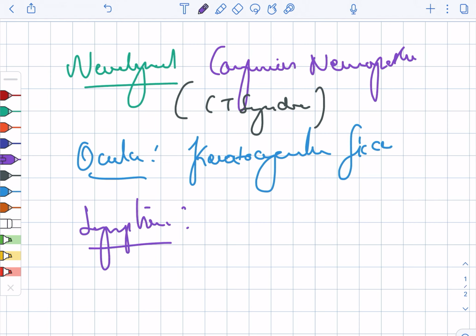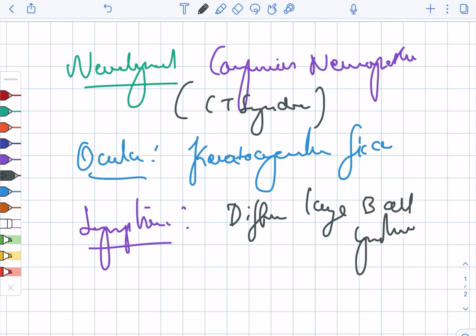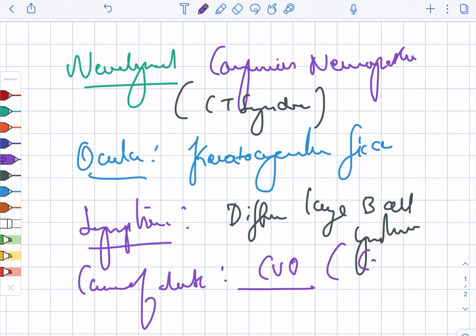Next, we are looking at the lymphoma. In case of the lymphoma, it can include diffuse large B-cell lymphoma. And next, looking at the cause of death. In case of the cause of death, it involves cardiovascular disease, that is the coronary artery disease.